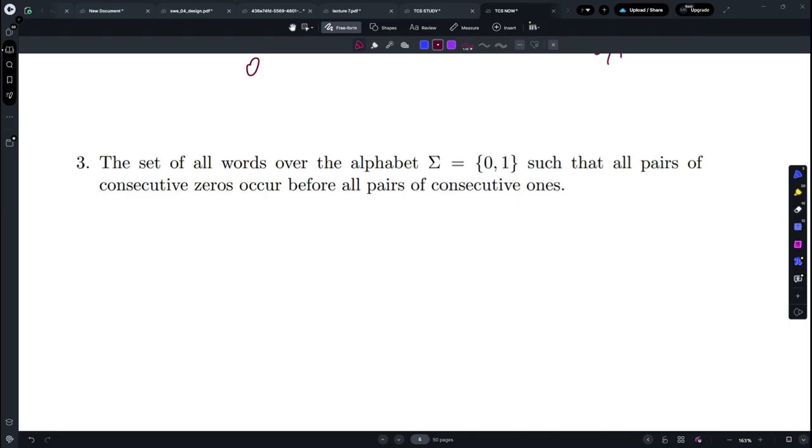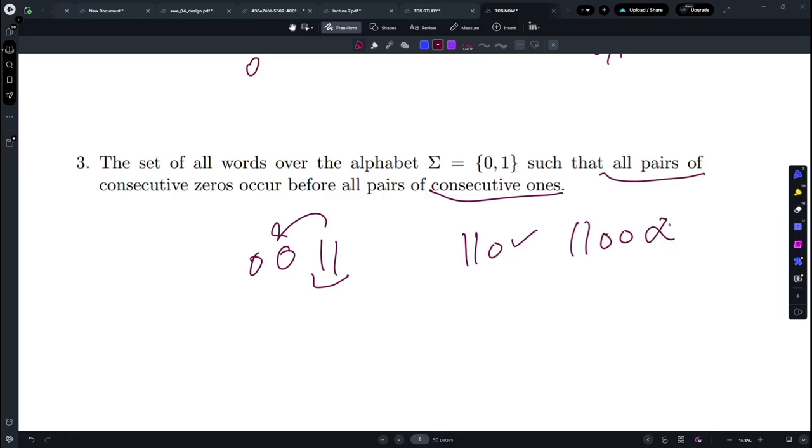So basically in this question, it tells us that all pairs of consecutive zeros occur before all pairs of consecutive ones. Meaning that any pair after the 0 is not possible. For example, 1 1 0 is still possible, but 1 1 0 0 is not possible.